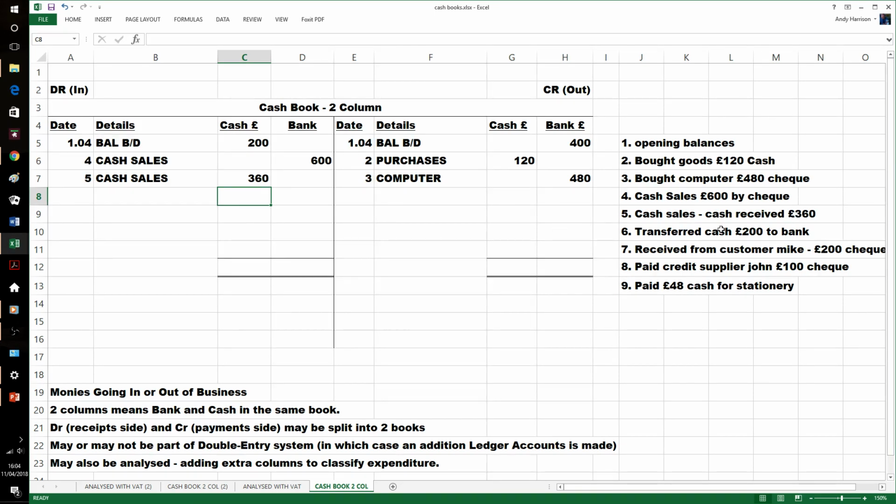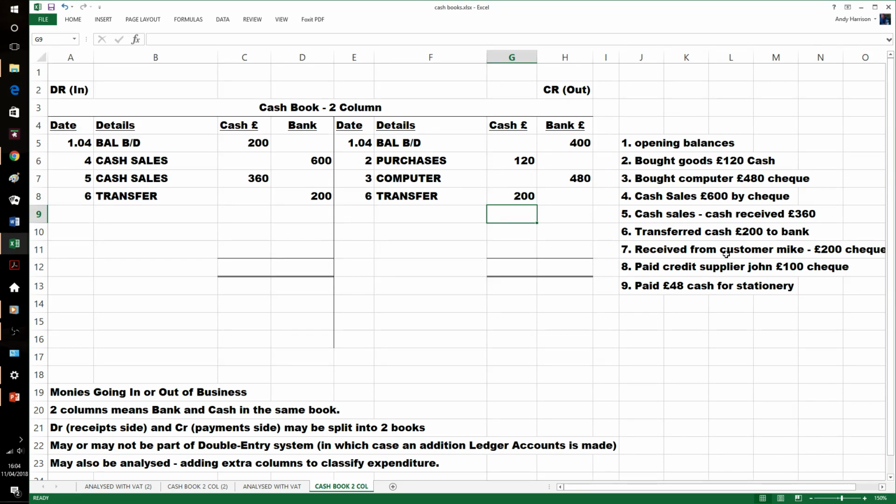We're transferring cash of £200 to the bank, so it's going in the bank, debit the bank, credit cash. Doesn't have any other day books to go in, so we may just put that in a journal as well, or some kind of journal to explain this.